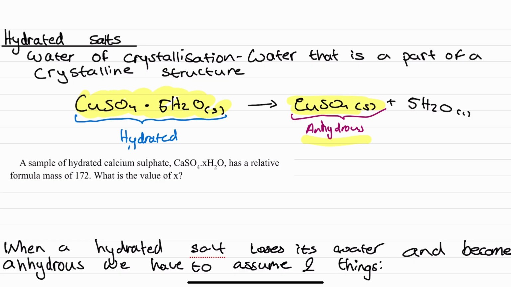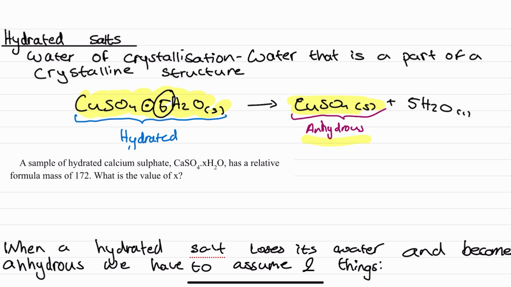For hydrated salts, there's only one real definition that you must be aware of, and that's the one up here, water of crystallization. This is water that is part of a crystalline structure. Now on the left, you can see a compound that is hydrated. Hydrated means that there is water of crystallization within that compound, and this can be seen by this dot right here. This dot shows that there are 5 water molecules associated with the whole compound.